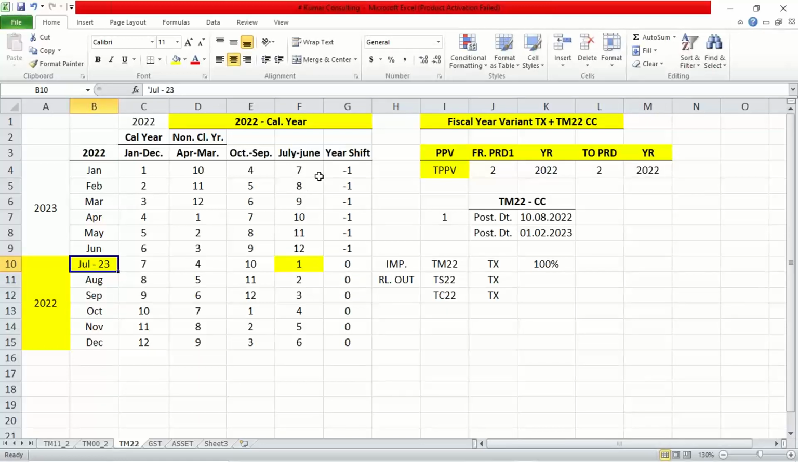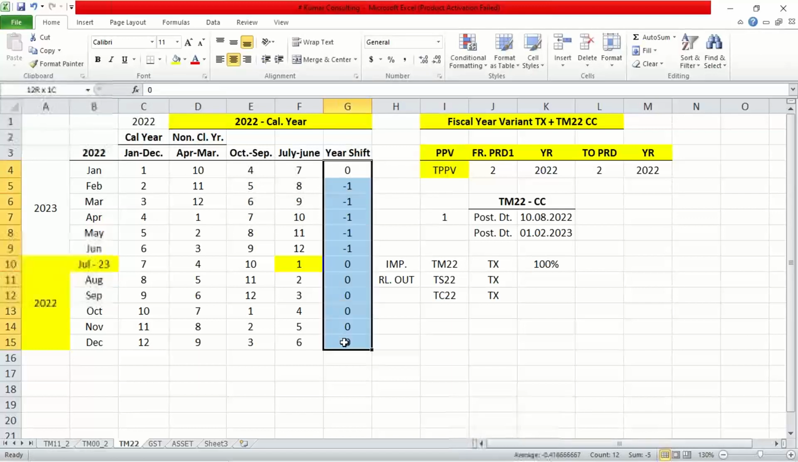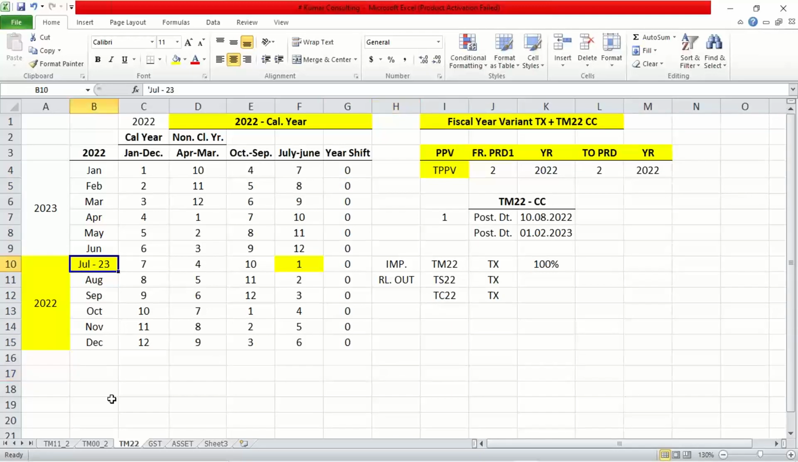In that case, what will happen, guys? What will be the year shift? Someone tell me. Anybody? +1. July to December plus 1, and Jan to June, what? 0. Yes, that's what. So July to June plus 1.